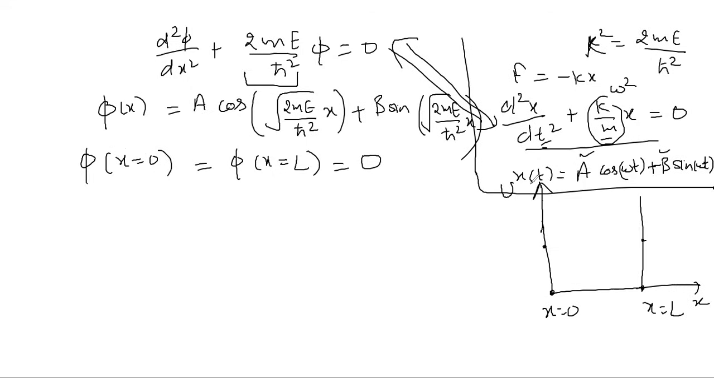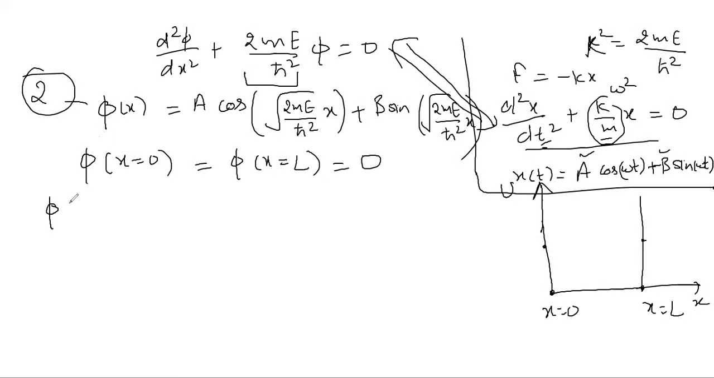Your particle cannot have any finite amount of energy. So your particle cannot exist here. If your particle cannot exist here, the probability of finding the particle at these points has to be equal to 0. And if the probability of finding the particle is 0, that means your wave function itself has to be 0. Put x is equal to 0 and x is equal to L equal to 0 in this equation number 2 here.